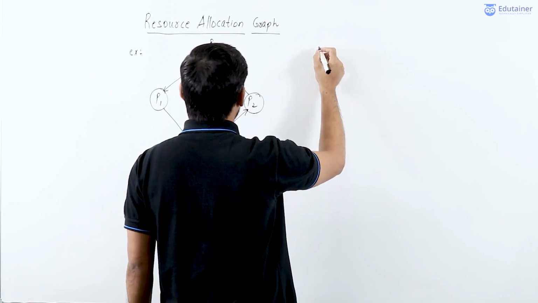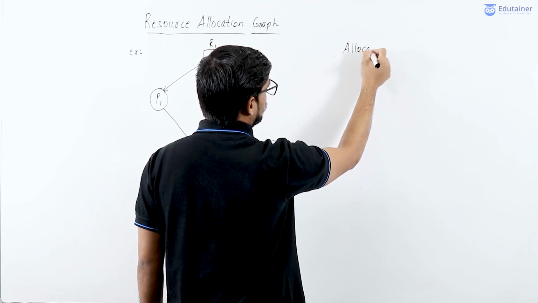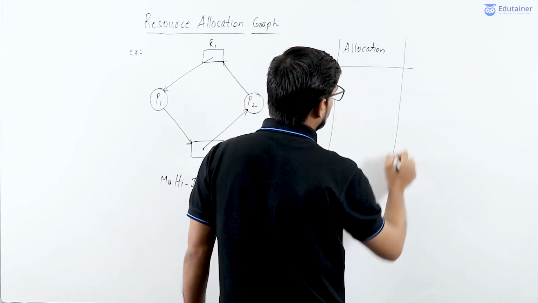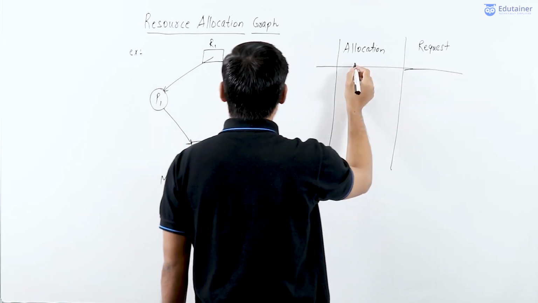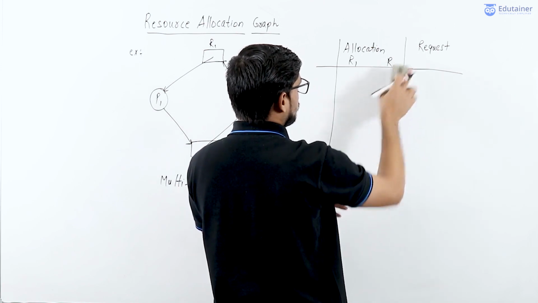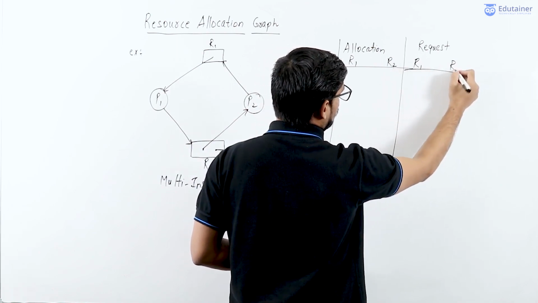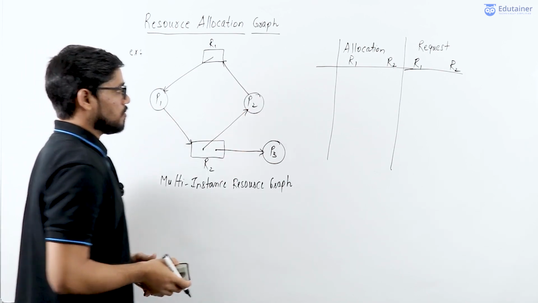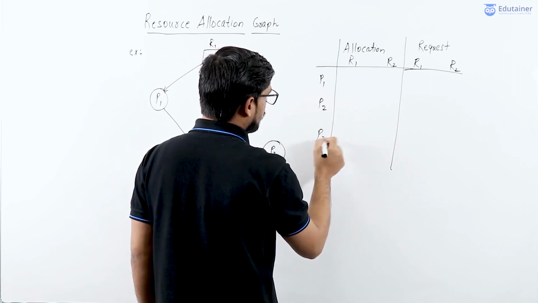So first we draw the tabular form. In tabular form we have two columns, one is allocation and the other one is request, and we have two resources, R1 and R2. So R1 and R2 are present as the column section, and we have three different processes, P1, P2 and P3. So P1 covers the first row, P2 covers the second row, and P3 covers the third row.